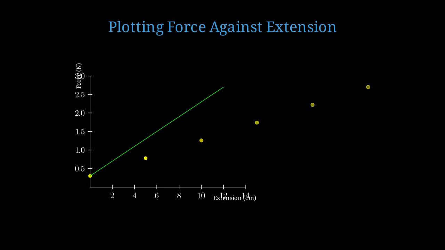The next crucial step is to create a graph. We plot force on the vertical axis and extension on the horizontal axis. Each data point represents one measurement. When we plot these points, something remarkable emerges. The data points fall almost perfectly on a straight line passing through the origin. This straight line relationship is the key discovery.